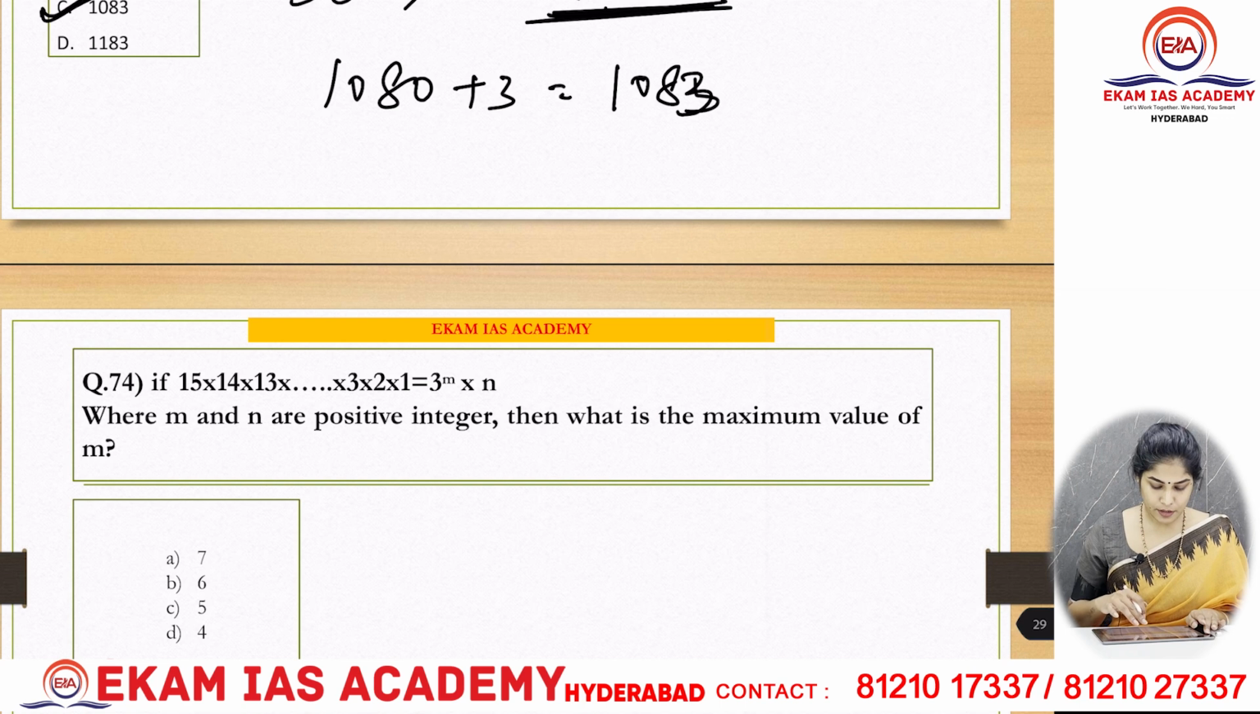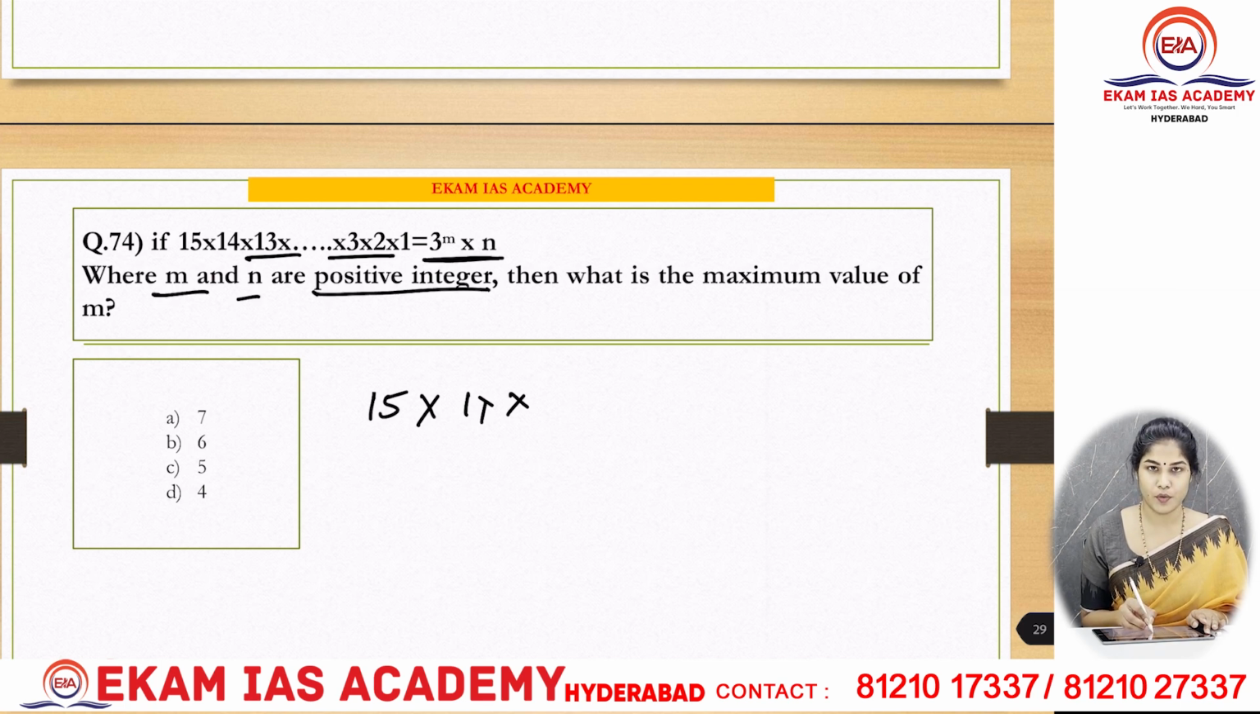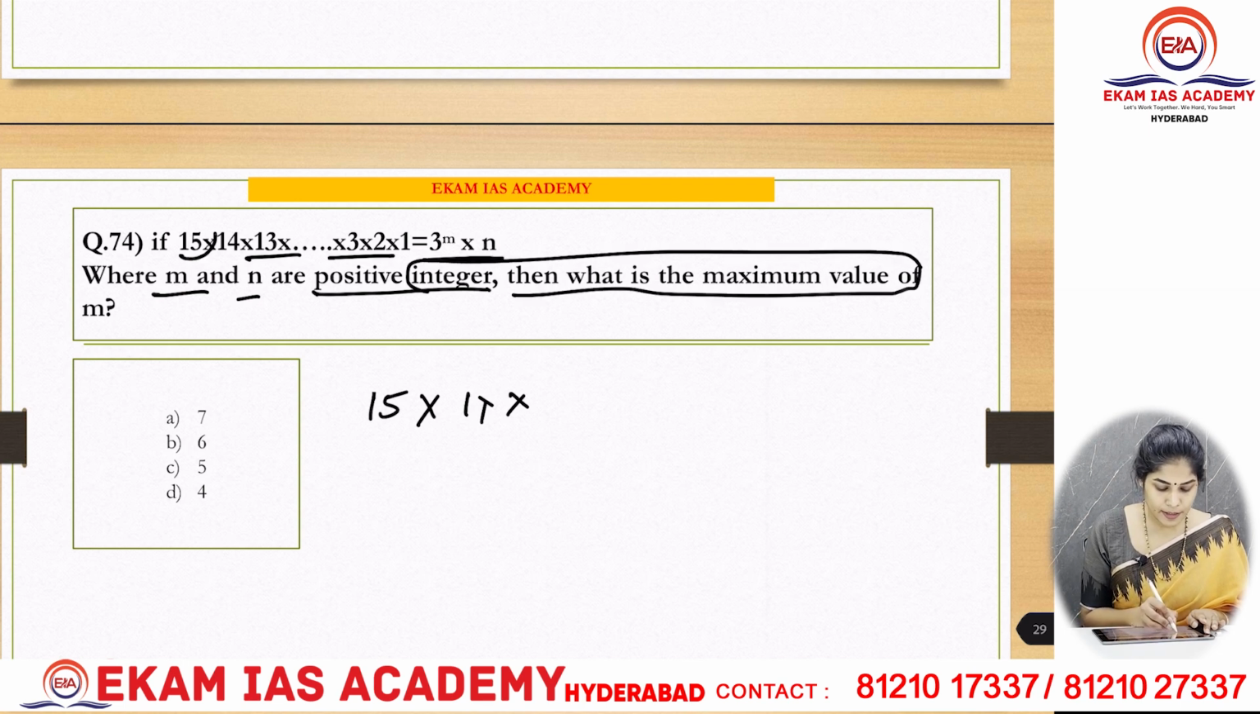Let us go to the next question. If 15 into 14 into 13 into 12 and so on, down to 3 into 2 into 1, is equal to 3 power m into n, where m and n are positive integers, and what is the maximum value of m? Let us write these in powers of 3, okay?